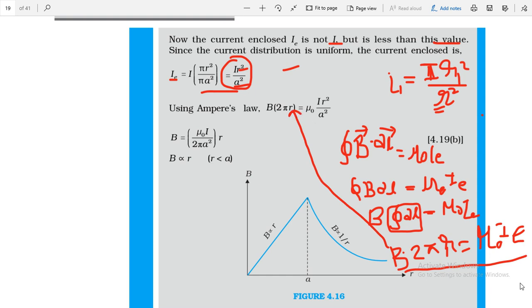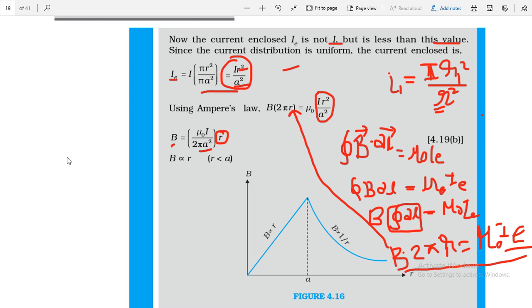You can use the value of IE here. This one is the value of IE. So if you rearrange this equation, you will get B is equal to mu naught I upon 2 pi a square, into r. Now you can see this r is variable.